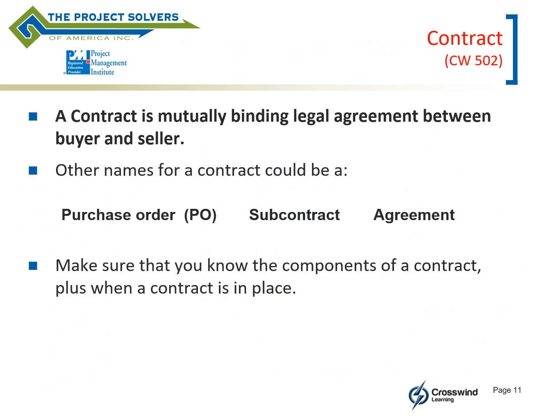So, what is a contract? It's a mutually binding agreement. It's a legal agreement between a buyer and a seller. There's various names for contracts. They can be a subcontract, they can be an agreement, which is what PMI calls it, and even a purchase order, which we don't always think of as being a contract, but PMI does consider a purchase order as its own separate type of contract.